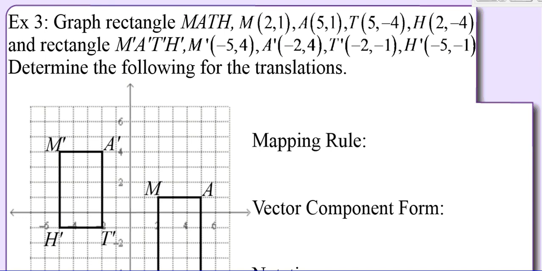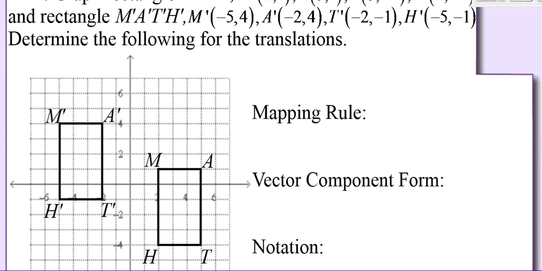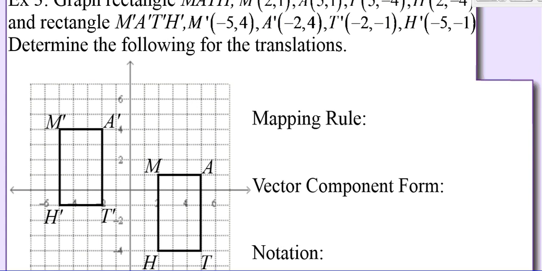All right, last thing. If you take these coordinates and plot them, you get these two rectangles. And it's just asking for the mapping rule, so it really just wants to know what's the translation. The most important part of this is knowing which one you start with. Does it start with the primes or the regular ones? The preimage is where it starts, which is always the regular letter, no primes.